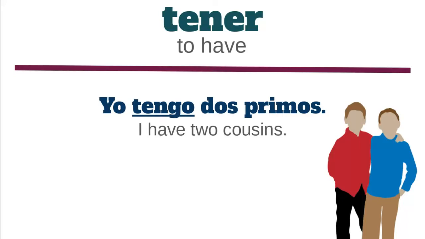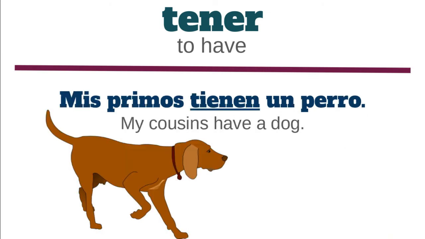So now we're going to look at some sentences that use different forms of the verb tener as examples. Yo tengo dos primos. I have two cousins. Yo tengo dos primos. Mis primos tienen un perro. My cousins have a dog. Mis primos tienen un perro.